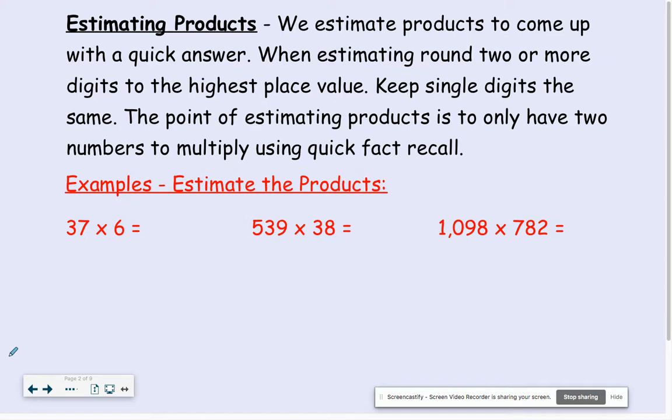Then, when we're estimating two or more digits, we round to the highest place value. Keep single digits the same. The point of estimating products is to only have two numbers to multiply using quick fact recall. So let's look at some examples down below here.